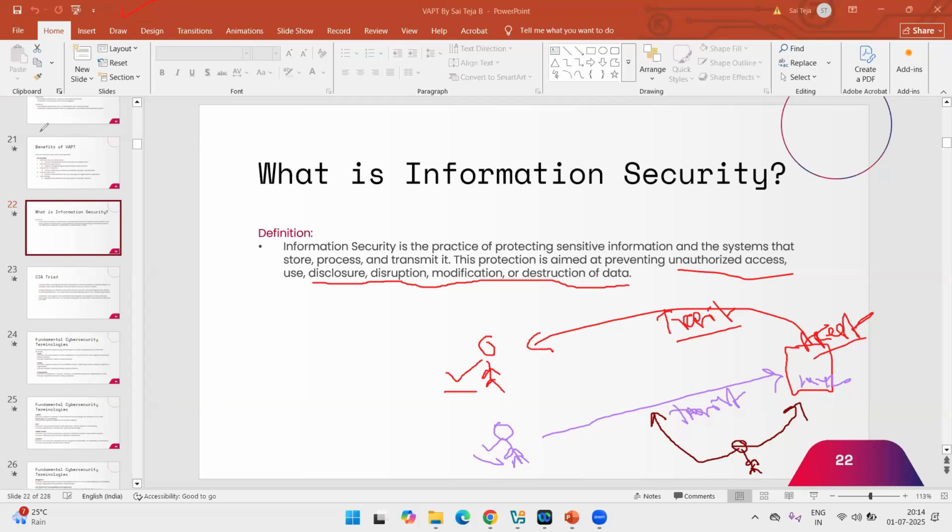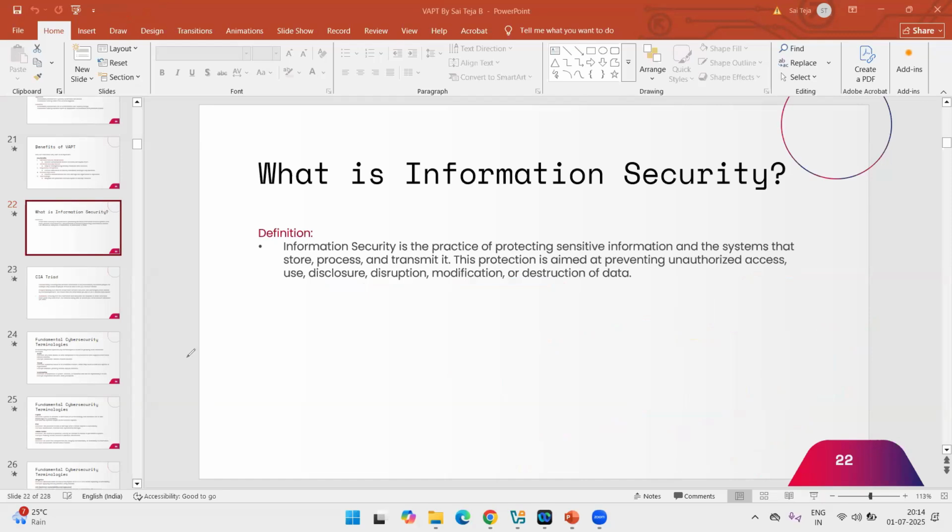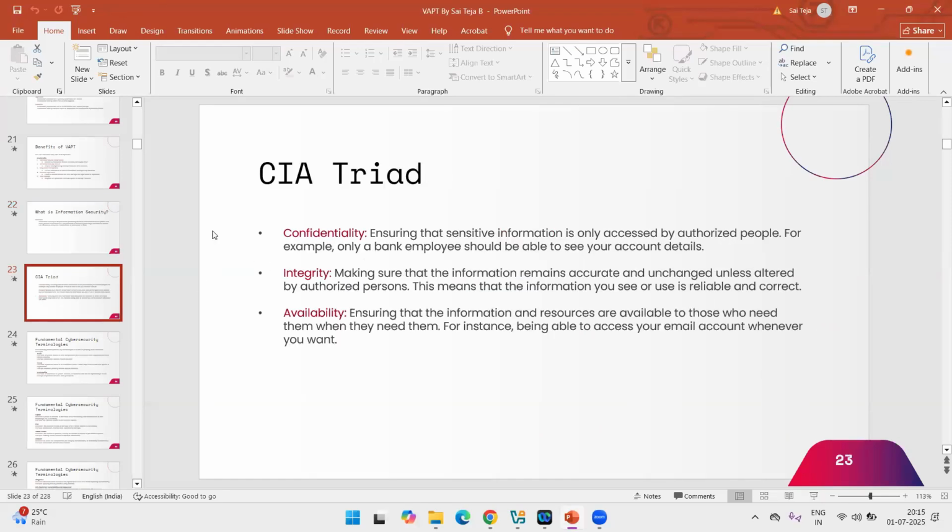See, we have three fundamental elements. We can call it the information security triangle, right? So this is what information security is. We need to make sure that we provide the security for the information, right? So yeah, this is CIA: confidentiality, integrity, and availability, right?